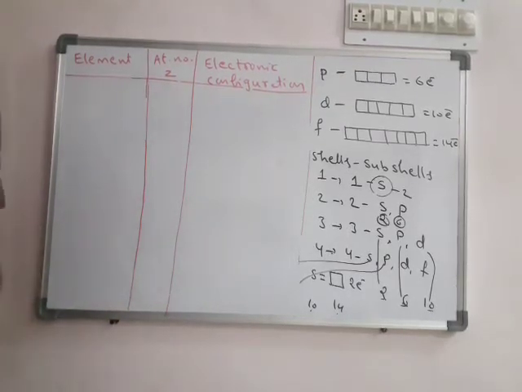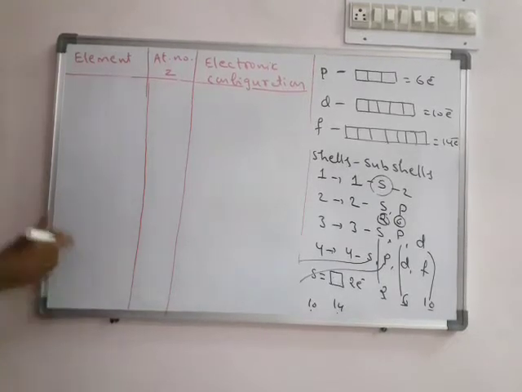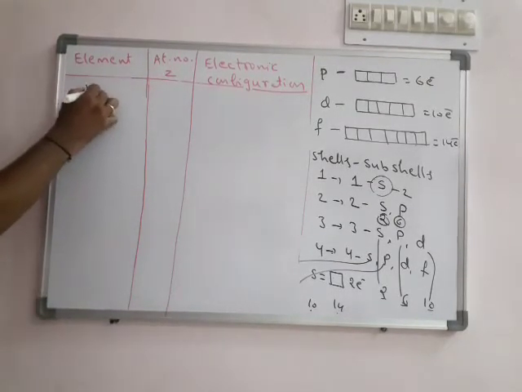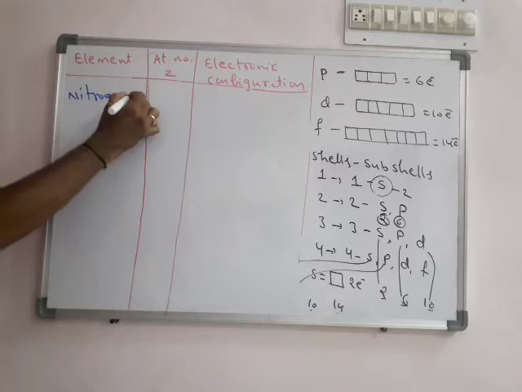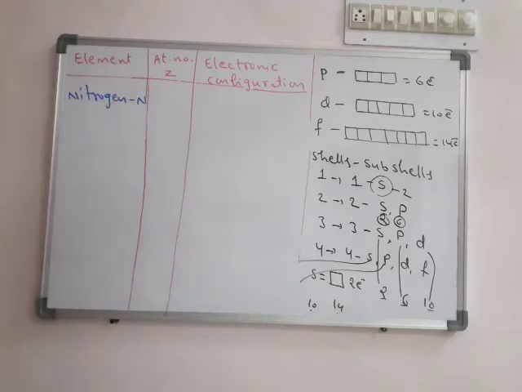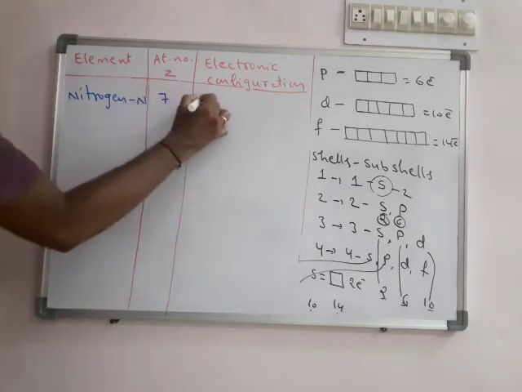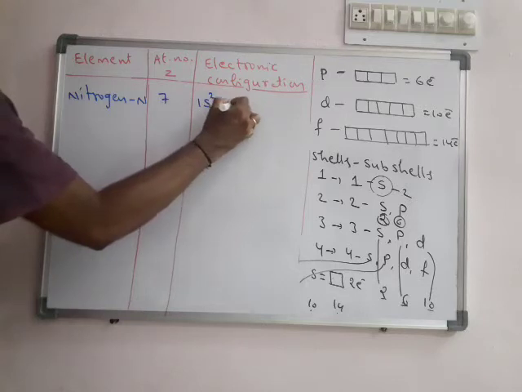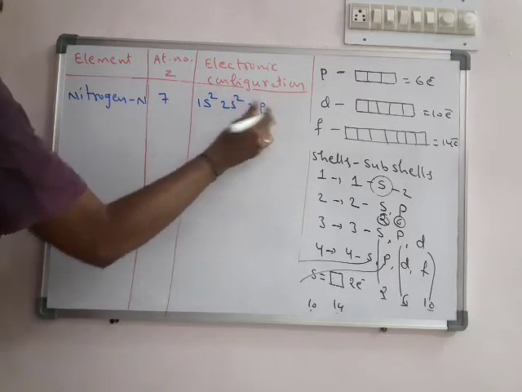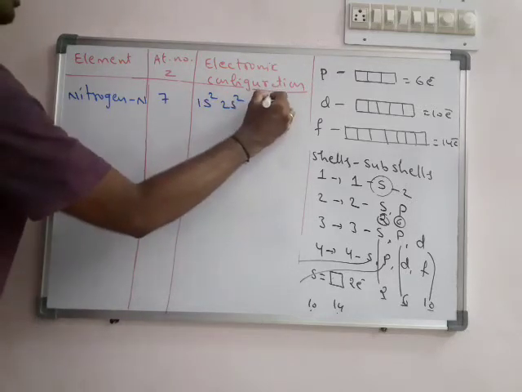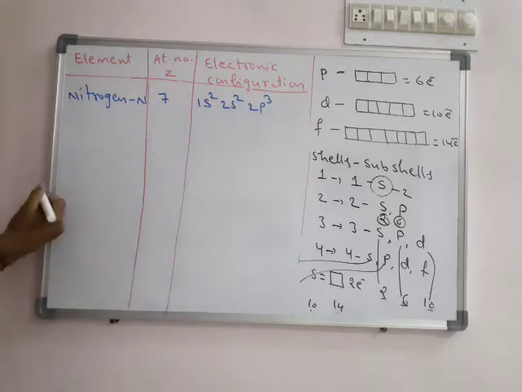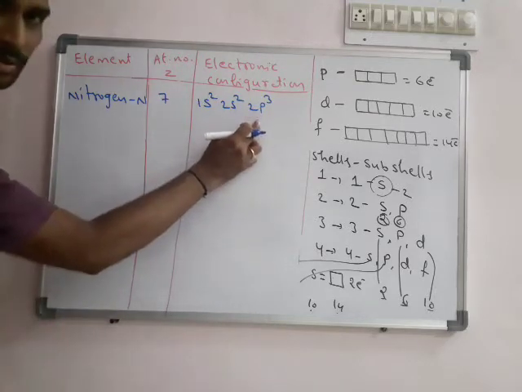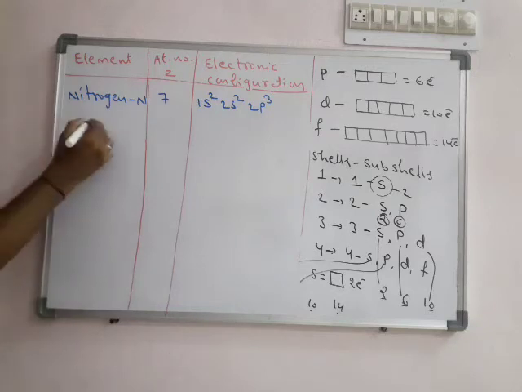Then next, now 6 is completed. The next one is nitrogen. Nitrogen's symbol is N. What is its atomic number? 7. So the 7 electrons are distributed as 1s2, 2s2, and 2p3. The 2p can take up to 6, but here only 3 are filled. The 3 p orbitals are arranged in boxes according to some other rules. Okay. Next after nitrogen.